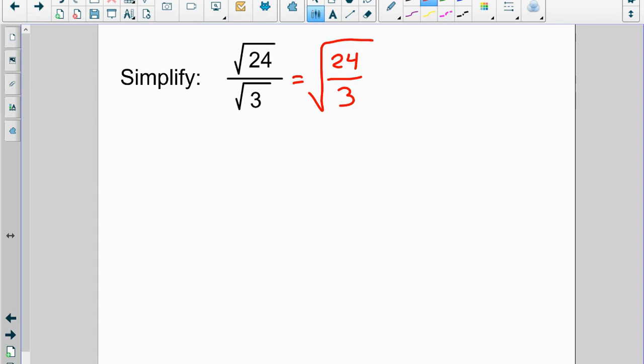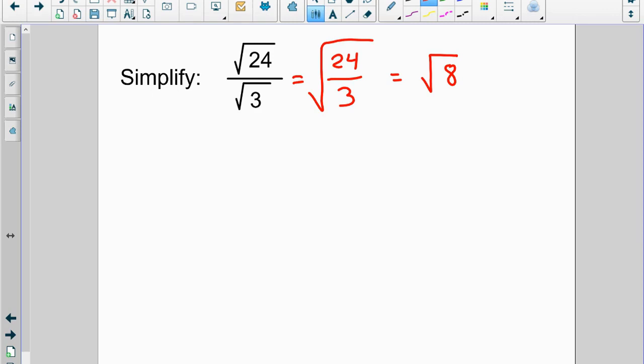Well, 24 divided by 3 is 8, so that's going to be the square root of 8. And 8 is not a perfect square. Remember, it's not like dividing by 2, so it doesn't equal 4. 4 times 4 is 16. It would be like 2 point something times itself to equal 8. So we don't want to get a decimal answer.